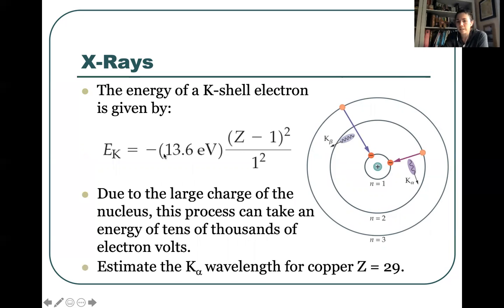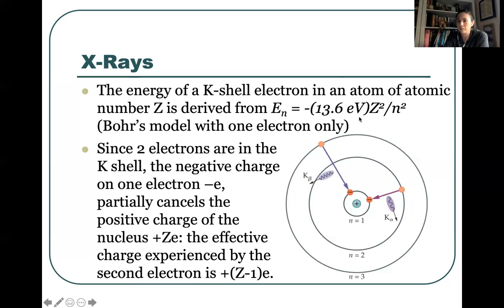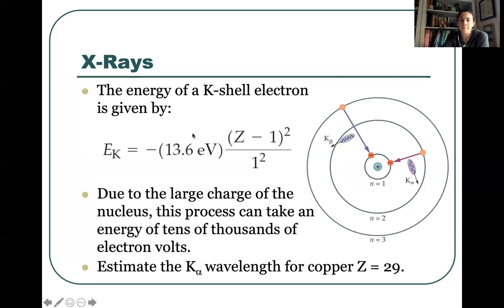And you can see that if you look at the energy in one of the outer shells, so n equal 2, n equal 3, versus the K shell, you can then calculate a change in energy. And then from that, you can find the wavelength of your radiation. So you can try to do an estimate for copper where Z would be equal to 29, for example.